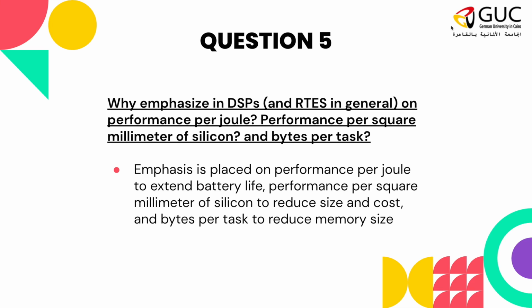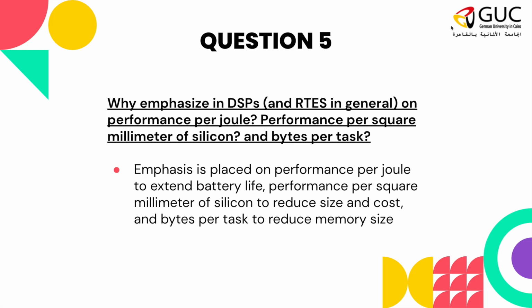The second item is performance per square millimeter of silicon. And this is to reduce the size and the cost. Because silicon is very expensive, we need to take into consideration the size of our chip, and therefore performance per square millimeter. Now we are talking about square millimeter. This is what? This is size. It's a measurement unit for size. Therefore, we want to reduce the size and the cost.